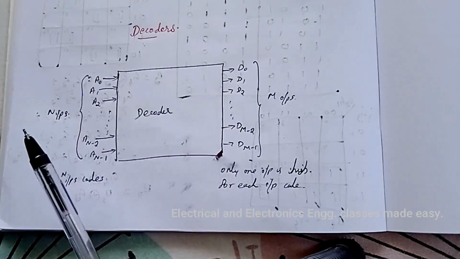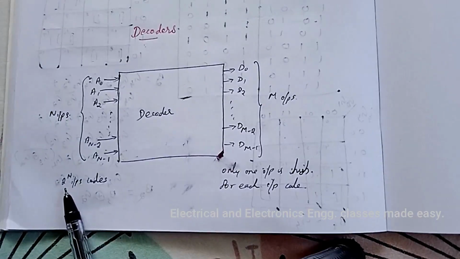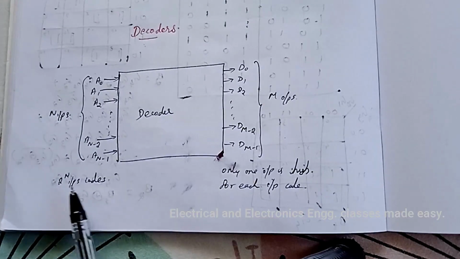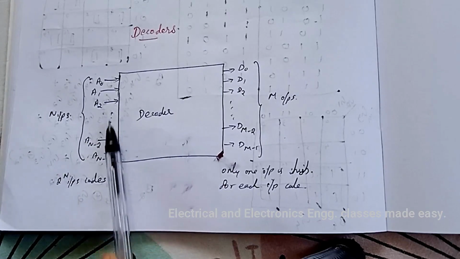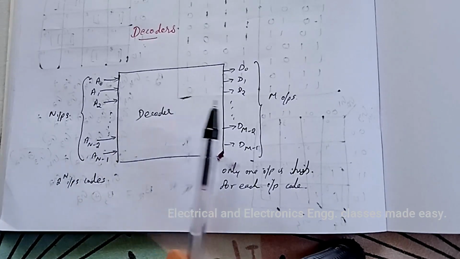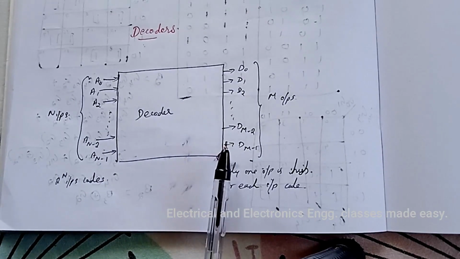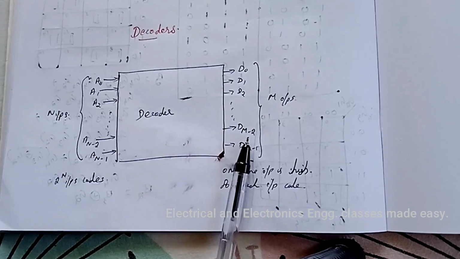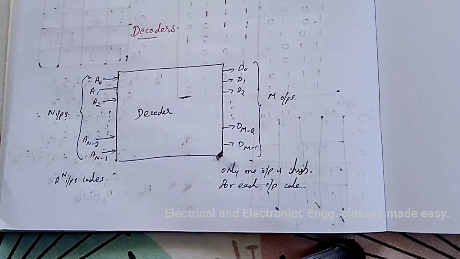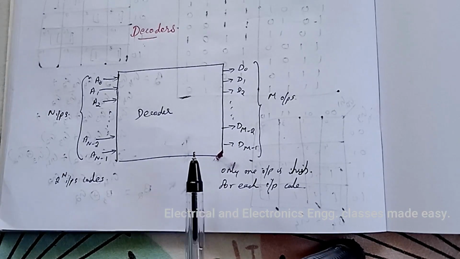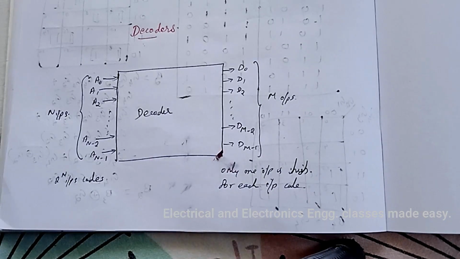And for n inputs, there are 2 raised to n possible input combinations or codes. For each of these input combinations, only one of the m outputs will be active high and all other outputs will remain inactive or low. And some decoders are designed to produce active low output while all the other outputs remain high.